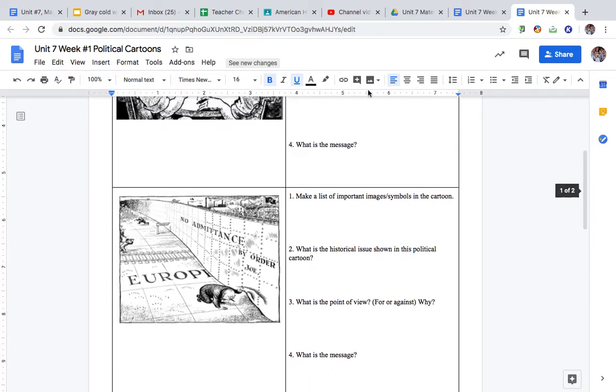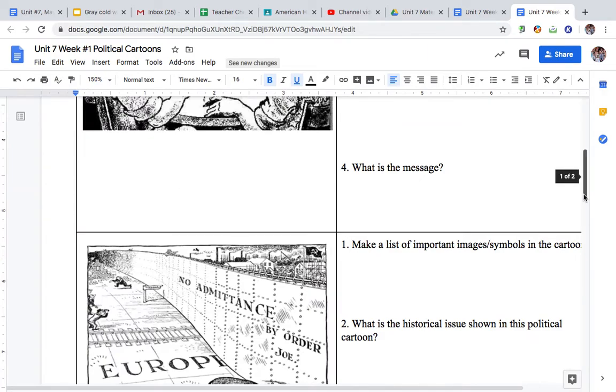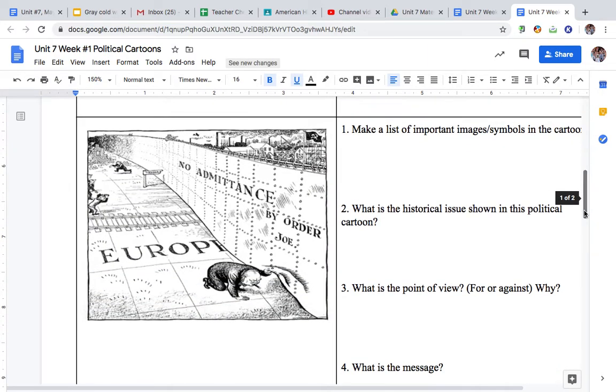Alright, moving on to cartoon number 2. This one's a little bit more detailed, so I'm going to zoom in for you guys so you can see it a little bit better. Alright, so the list of all the things. Again, don't get lazy and just put one or two things. I really need to see that you're kind of breaking down and listing all the things that you see in the cartoon. So it says, no admittance by the order of Joe.